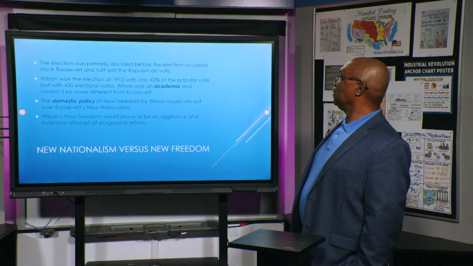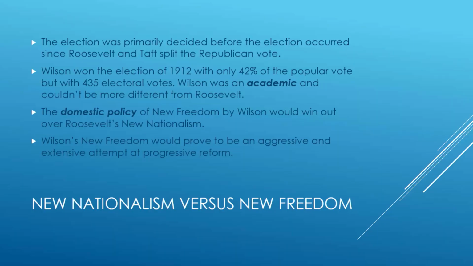The election was primarily decided before the election occurred because when Theodore Roosevelt and Taft couldn't decide who should run and support the Republican Party, the vote was split. And because it was split, there's no way that the Republicans would have enough votes that they could defeat the Democratic candidate.